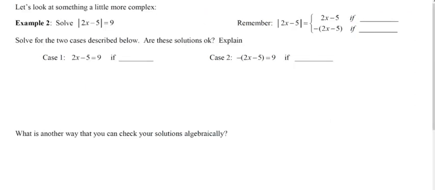Page 2. Something a little more complex. Solve the absolute value of 2x minus 5 is equal to 9. So, we have to split this into our cases. In order to do that, we got to think about, okay, well, what does the absolute value of 2x minus 5 look like? So y equals 2x minus 5 is a straight line. Slope of 2, y-intercept of negative 5, right?